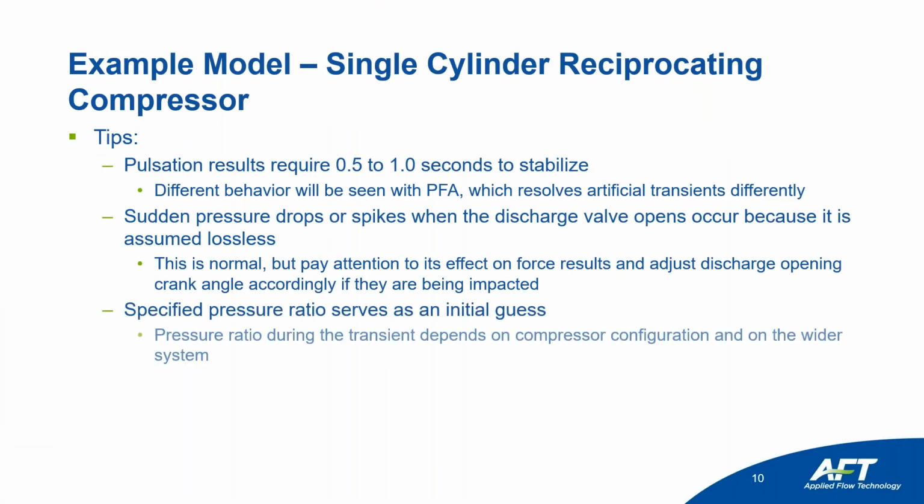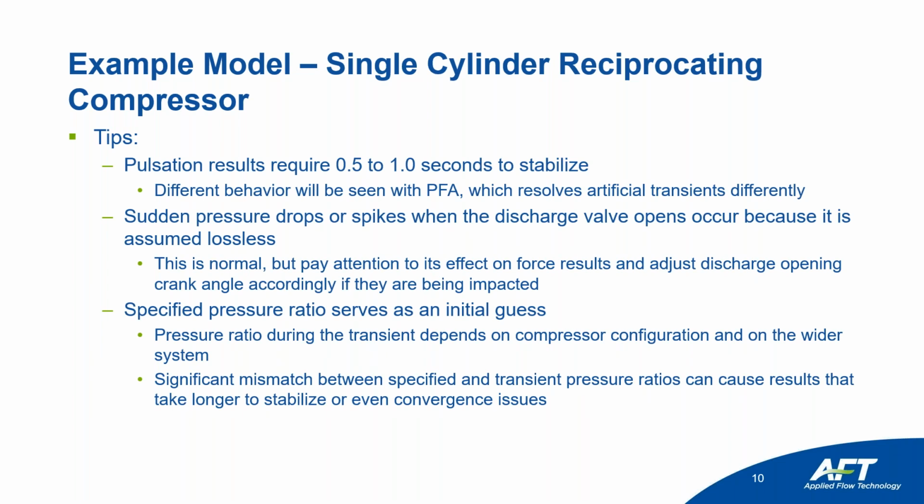So our takeaways from this are that it takes half a second to a second of simulation time to stabilize when you're not using PFA. With PFA, this is different because PFA performs the artificial transient resolution differently. There can also be sudden pressure changes when a valve opens, and that's because it's a lossless valve. This is normal, but if those changes are large enough to impact your force results or your pressure frequency results in the system, you may need to adjust the valve timing to be more in line with what you're doing for the compression ratio.